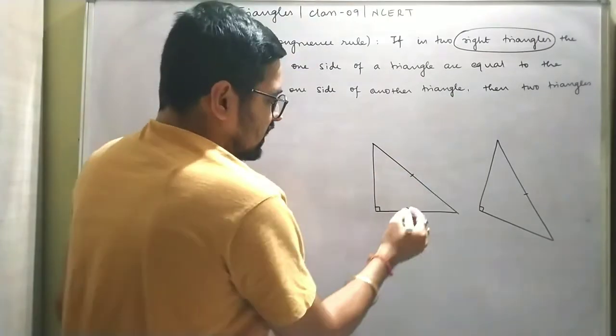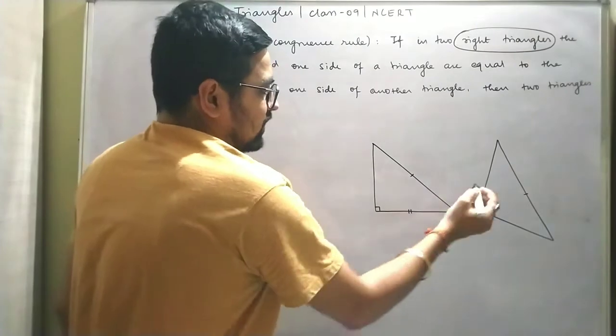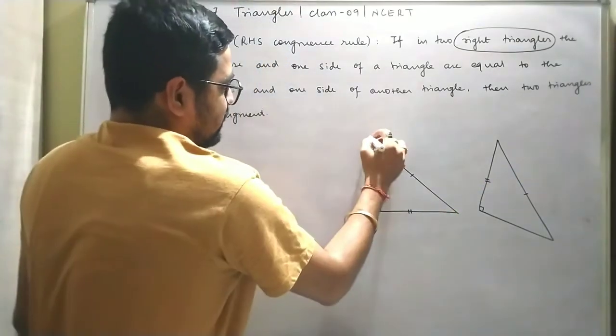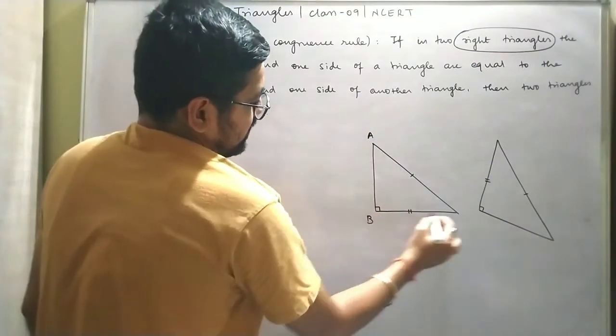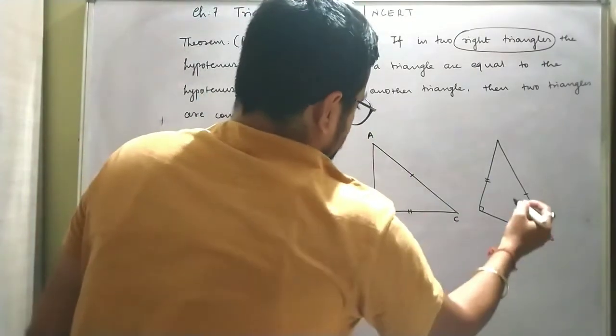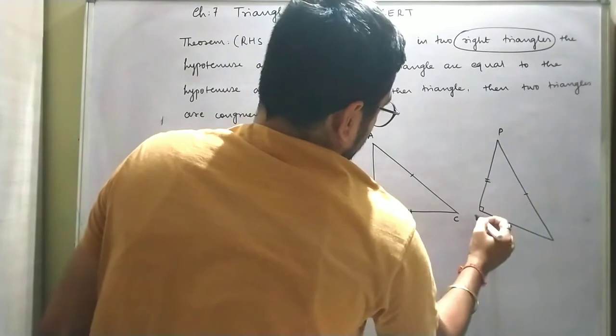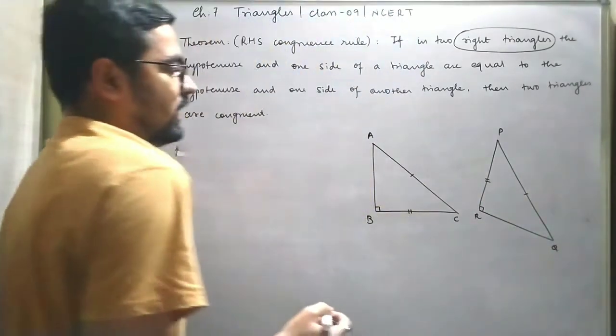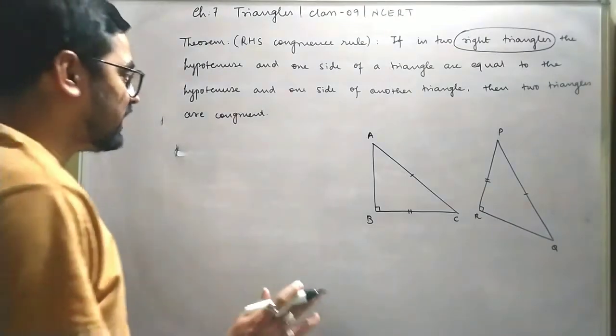Correct? Any side will do. It could be this one or something else. For us, let's say this is the one. So let me give the names. Let's say this is triangle ABC. Let's say this is P, R and Q. Correct? Now we need to pay attention to what we are trying to do.